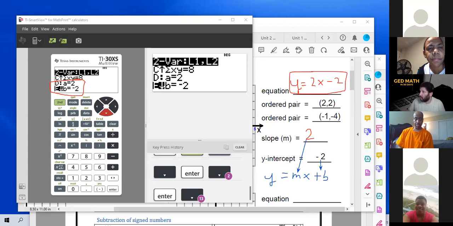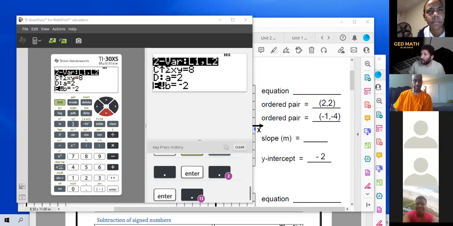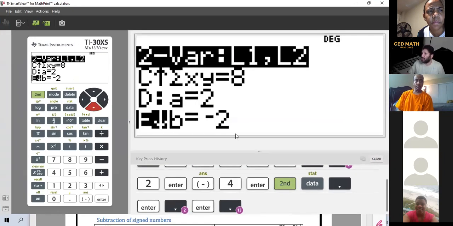So let me clear the screen real quick. What I want to do is take a screenshot of the calculator, so as you go back over this, you'll be able to see everything that was pressed.